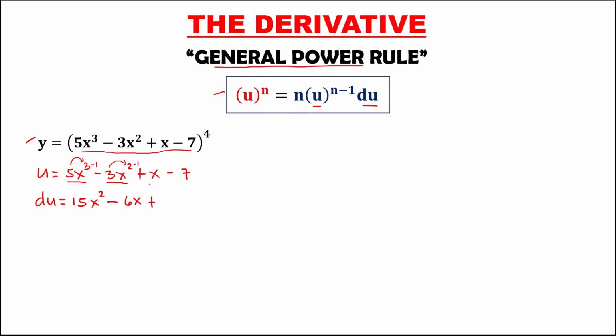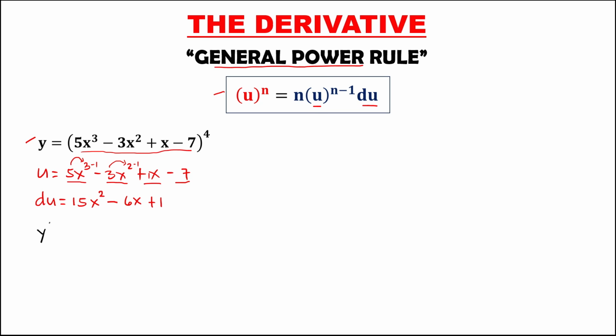Then plus for this term. For the derivative of a constant and a variable, this is equal to the constant. Since there is an imaginary 1, the derivative is equal to 1. Then the derivative of a constant is 0. So du is equal to 15x squared minus 6x plus 1.